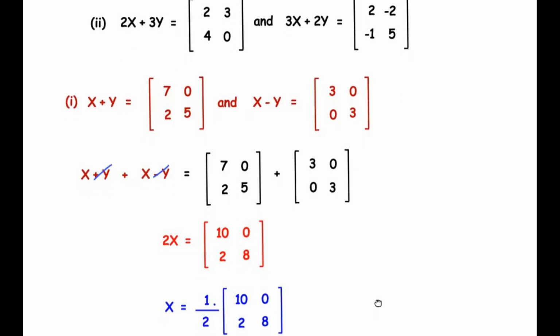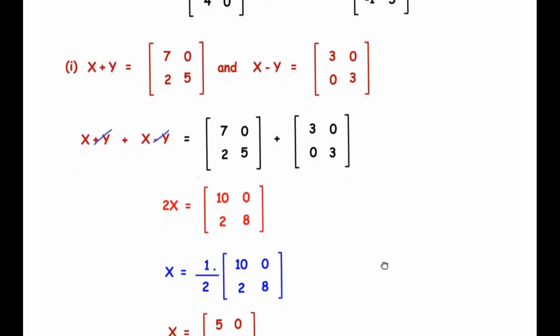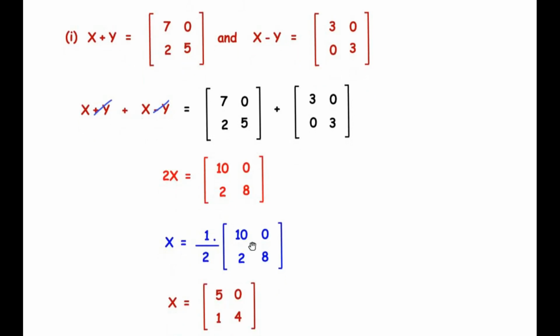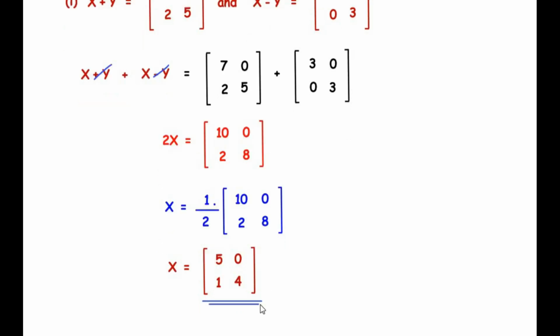So here we get x is equal to, now 2 goes on the other side and divides the matrix, that is x is equal to 1 over 2 times the matrix. Now this 1 over 2 divides each element of the matrix, that is 1 over 2 times 10, that is 10 over 2 gives us 5, 1 over 2 times 0 gives us 0, 1 over 2 times 2 gives us 1, that is 2 over 2 is 1, and 1 over 2 times 8, that is 8 over 2 gives us 4. So this is the value of x.